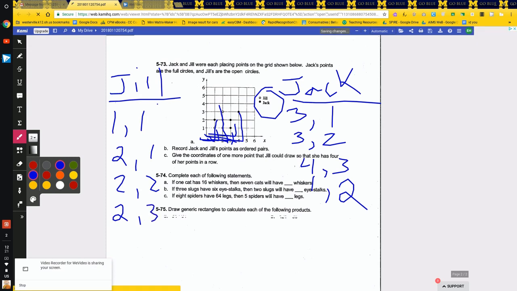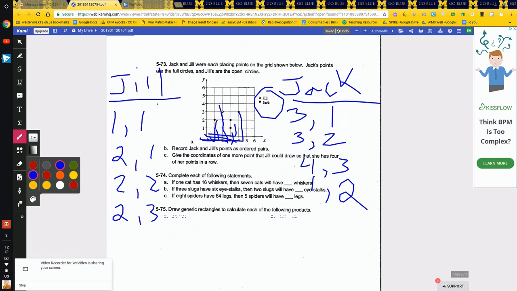Question C says give the coordinates of one more point Jill could do, so she'd have 4 in a row. So just kind of imagine this if they're playing Connect 4. She would probably want to put a point right here at 2, 4 to get her 1, 2, 3, 4 in a row to beat poor old Jack.